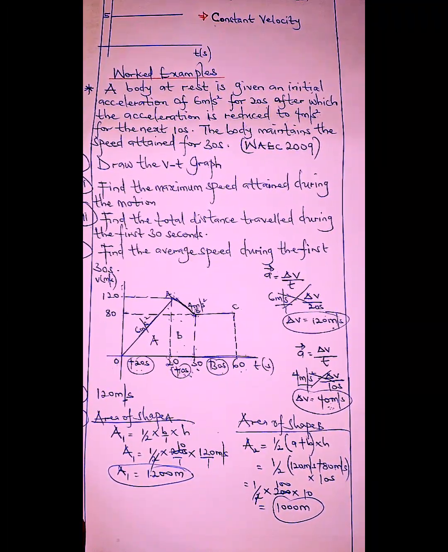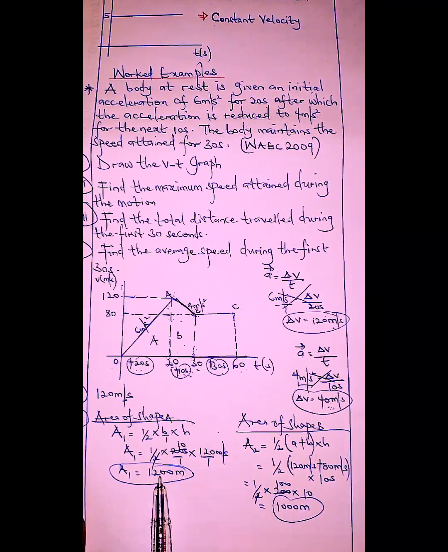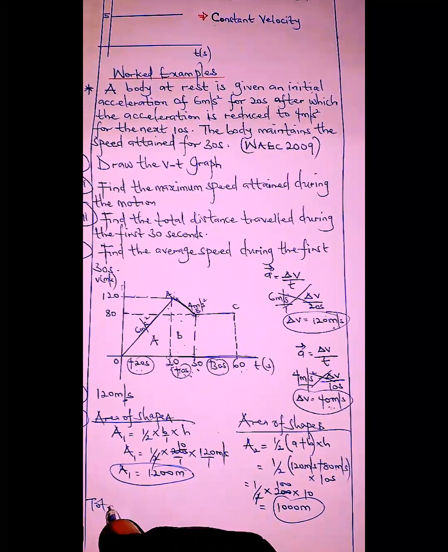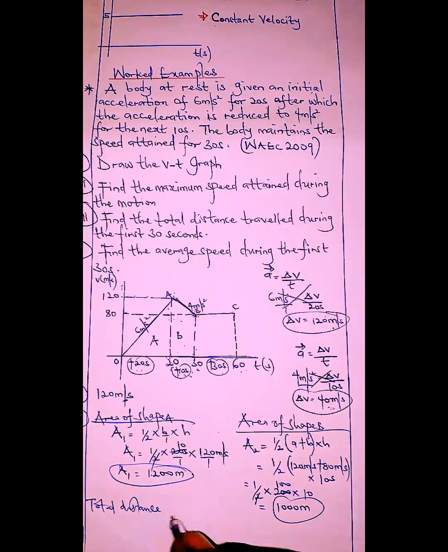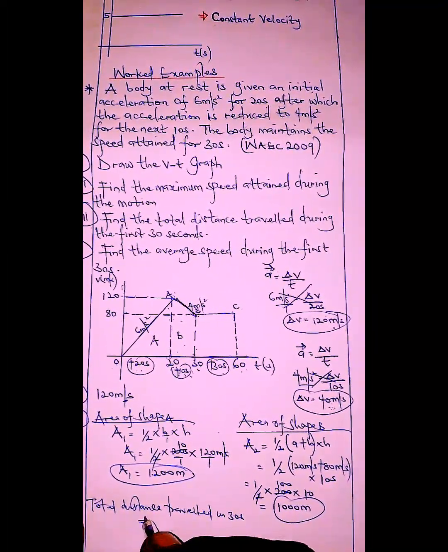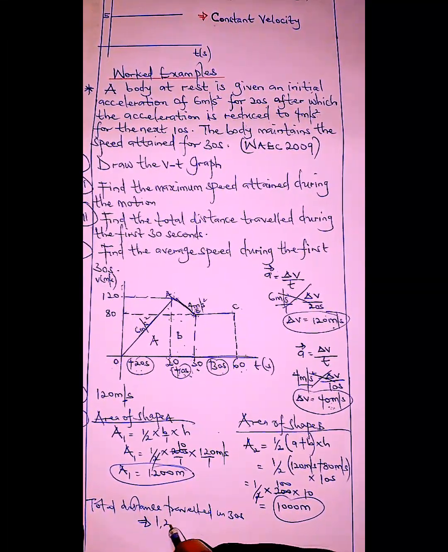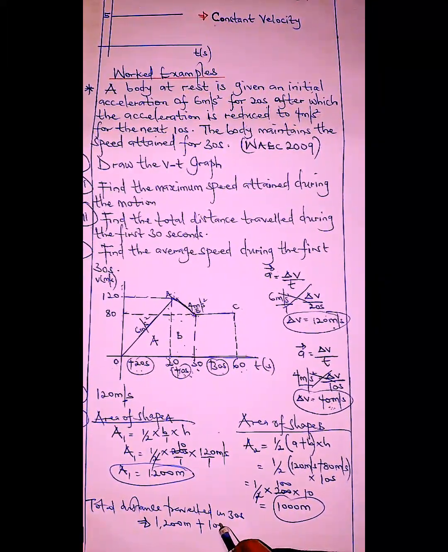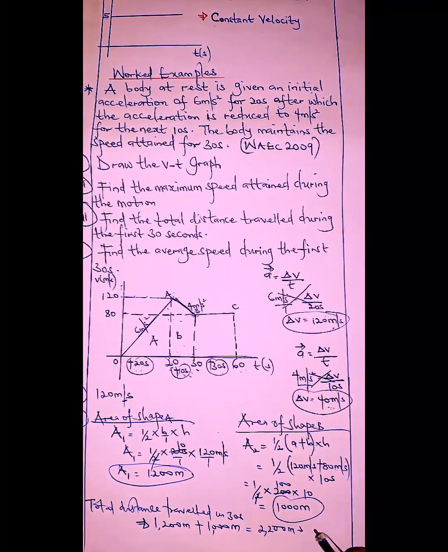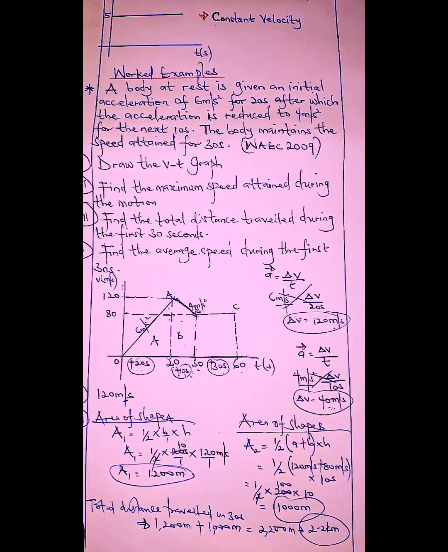Now let's get back to this very question. Find the total distance covered during the first 30 seconds. The total distance traveled during the first 30 seconds, we have it already: the very first was 1,200, the very second 1,000. So the total distance traveled in 30 seconds, we sum them together: 1,200 meters plus 1,000 meters gives us 2,200 meters, which is the same as 2.2 kilometers. So, as easy as that.